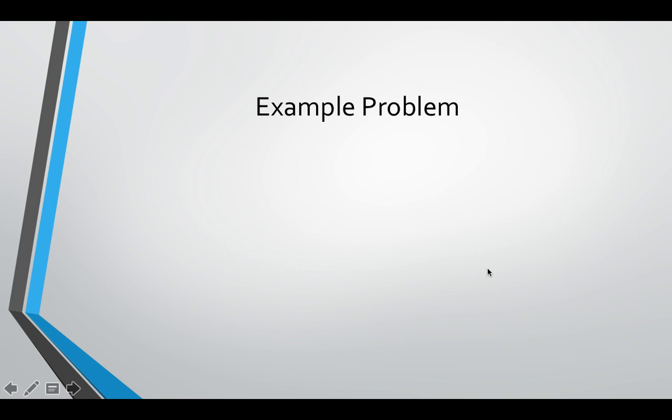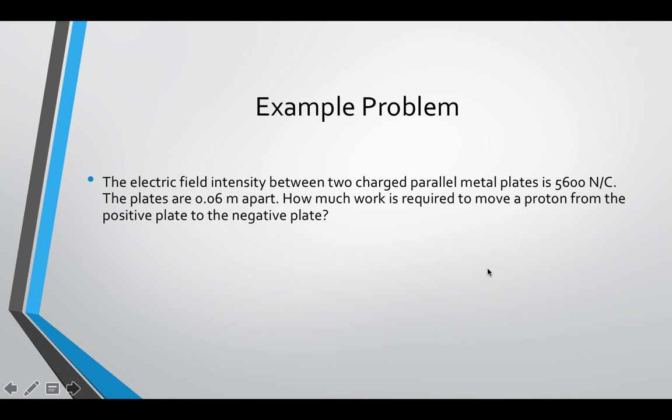Another example problem. The electric field intensity between two charged parallel metal plates is 5,600 newtons per coulomb. So these are the same two plates from the previous problem, and the plates are still 0.06 of a meter apart. How much work is required to move a proton from the positive plate to the negative plate? So this is a little bit of a different question. We already knew the voltage. Now we're trying to figure out the work.